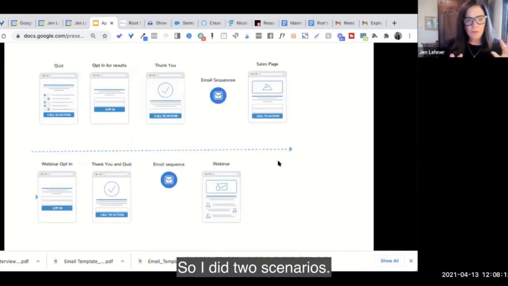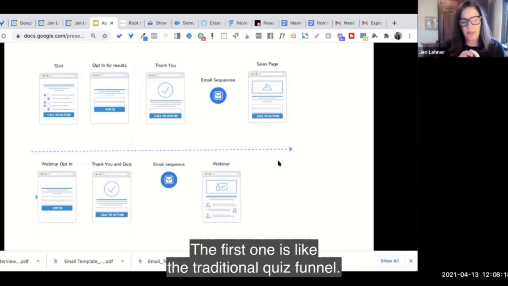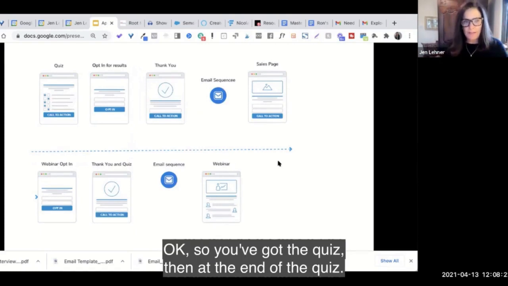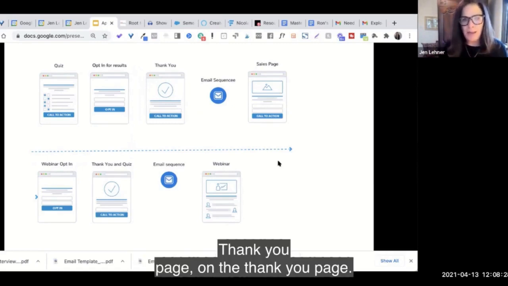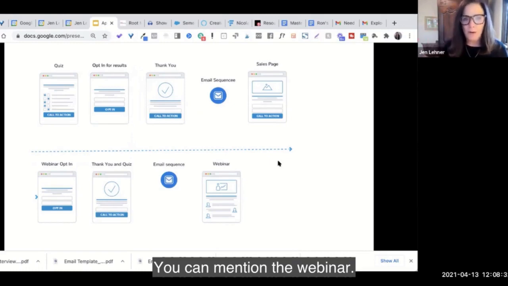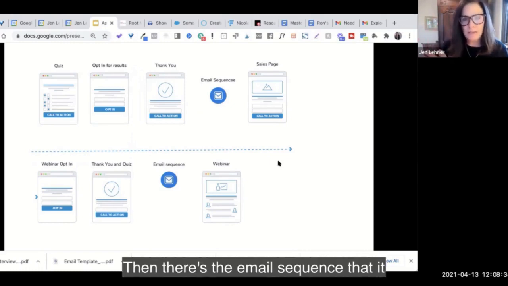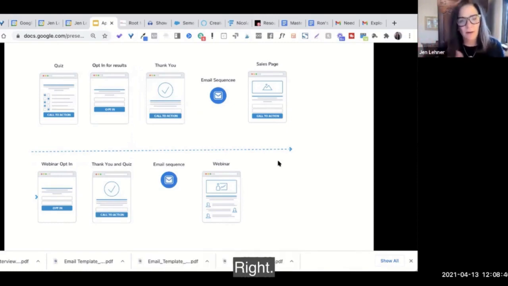So I did two scenarios. The second one is really not traditional. The first one is the traditional quiz funnel, okay? So you've got the quiz. Then at the end of the quiz, hey, do you want to see your results? Opt-in. Thank you page. On the thank you page, you can mention the webinar. Then there's the email sequence that takes them to the webinar page or to a sales page or whatever. But that's the traditional thing, right?